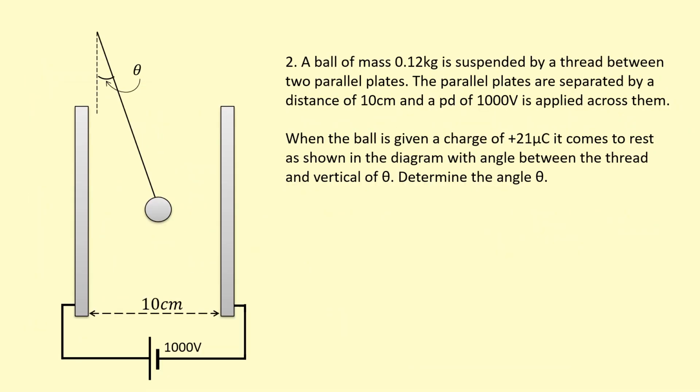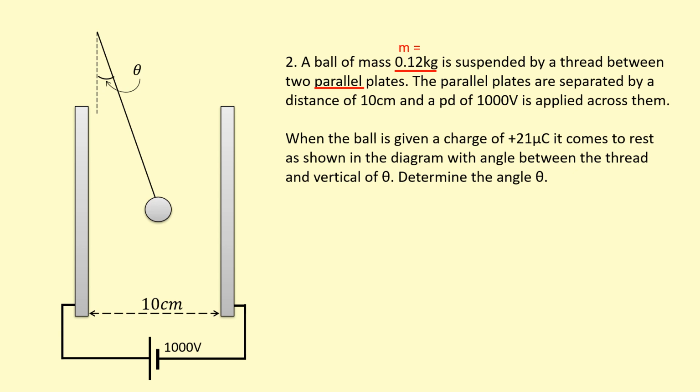Okay, example 2 now is very similar. I'm going to enter the information as I go through this. A ball of mass 0.12 kilogram is suspended by a thread between two parallel plates. So that parallel plates means that we're actually in a uniform field right now. So not a radial field like we had before between those two charges. So we won't use Coulomb's law. We'll use the equation for uniform electric fields.